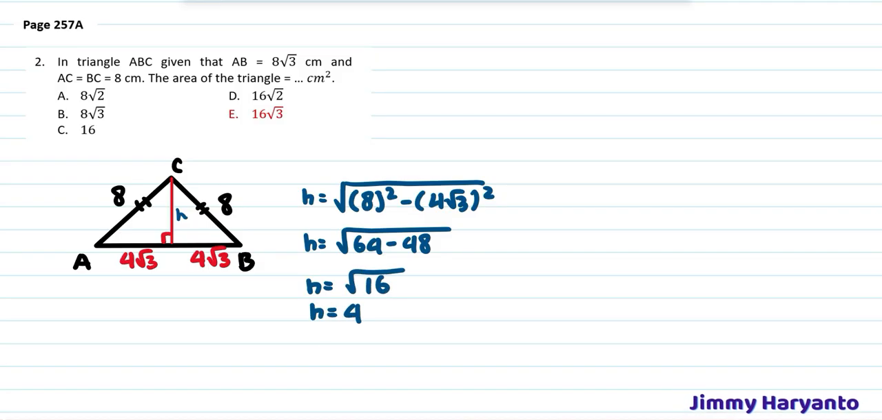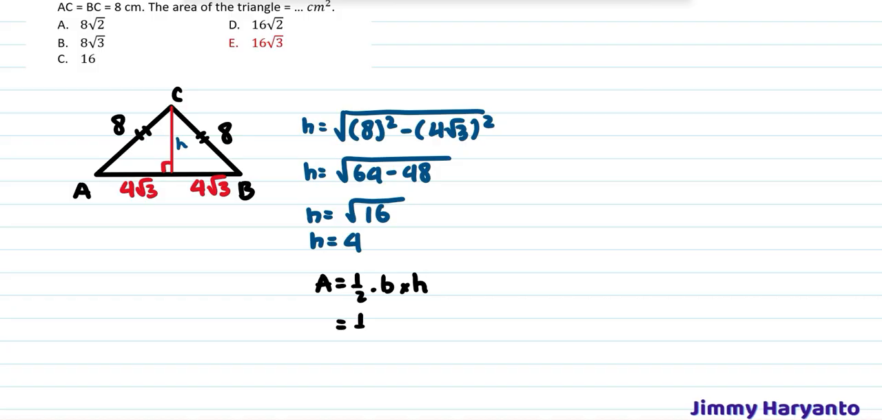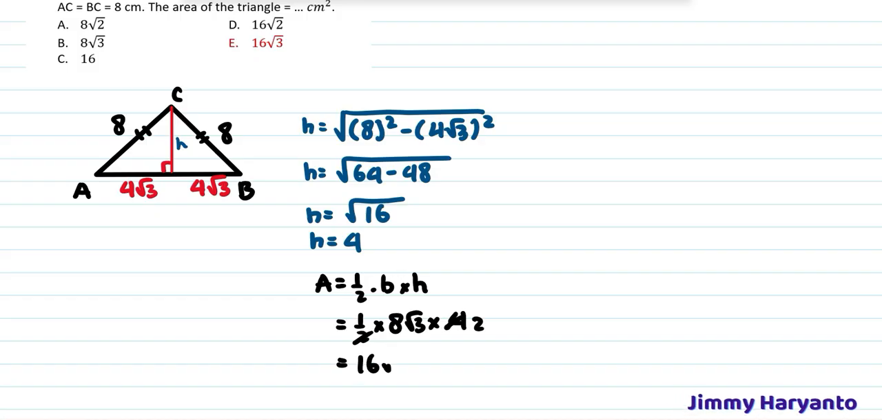And then use the triangle formula, half times base times height equals to half times base, which is 8 square root of 3, times height, which is 4. So final answer is 16 square root of 3.